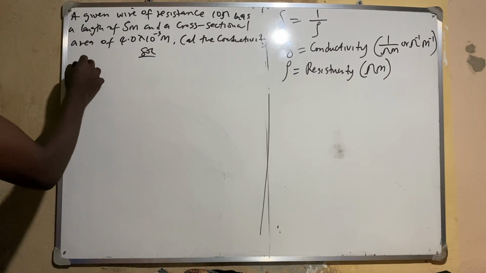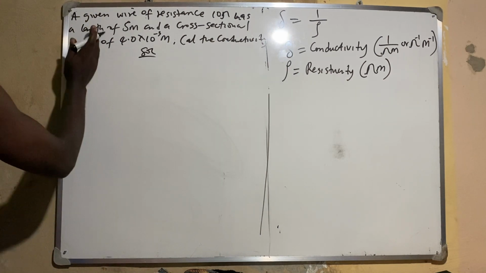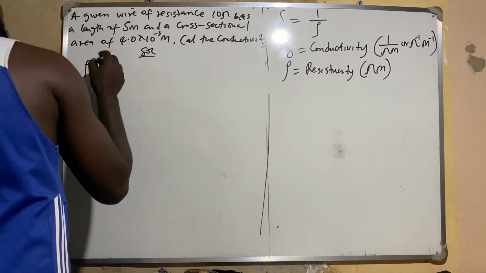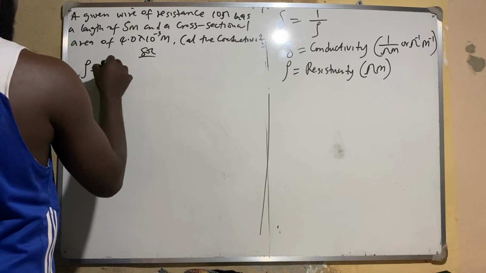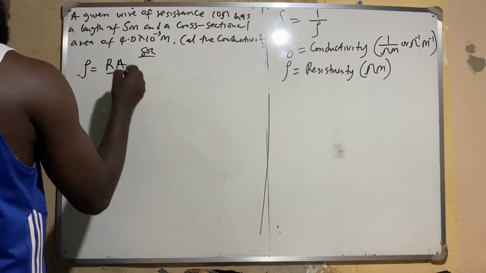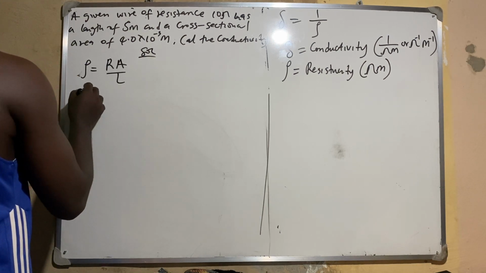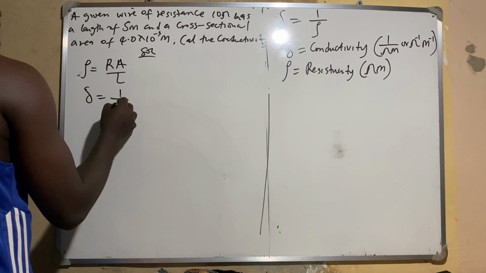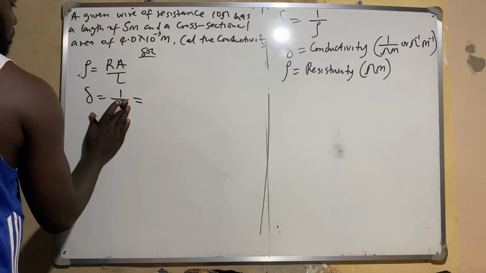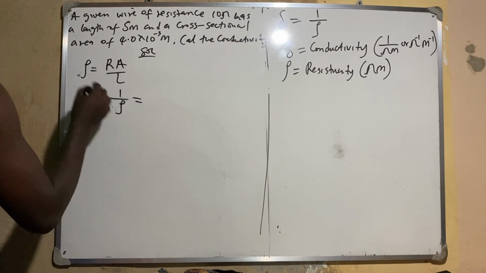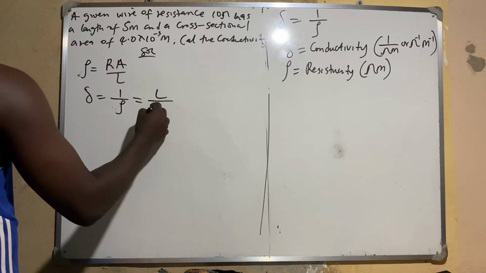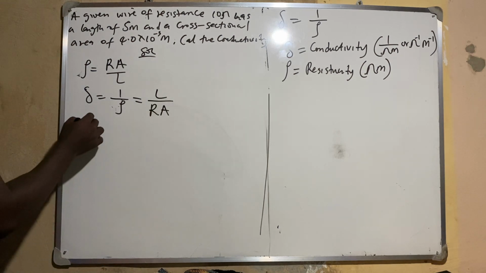First of all, I know that my resistivity is simply Ra over L. And I know that conductivity is simply 1 over resistivity. So 1 over this means to turn it upside down. It should now be L over Ra. So that's the formula for conductivity.